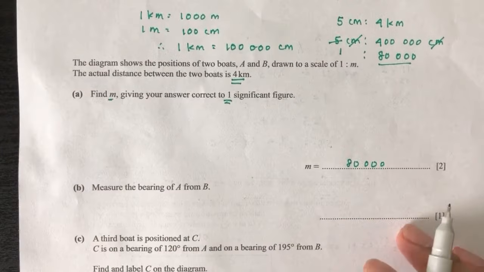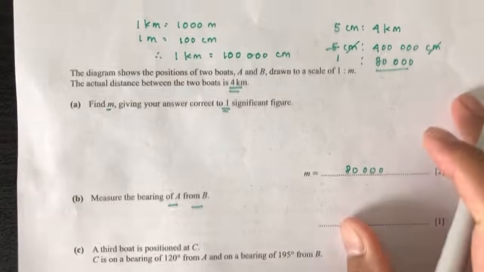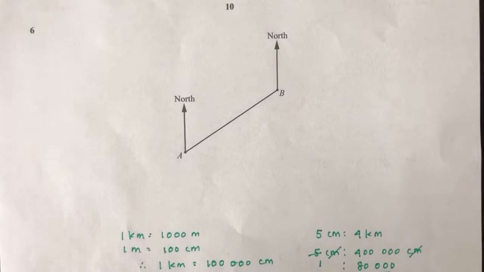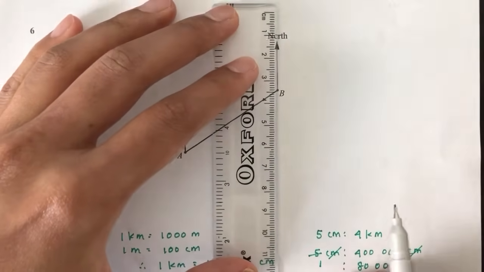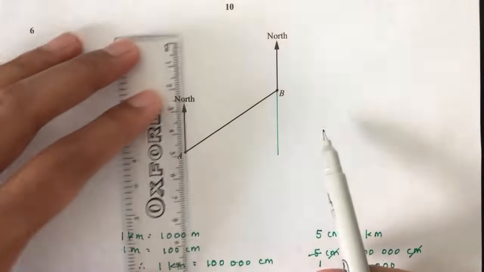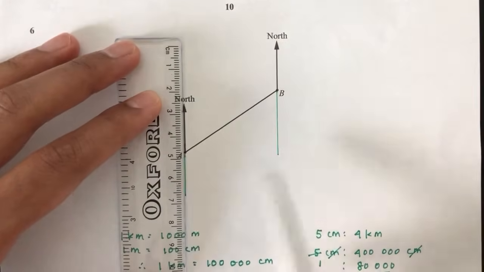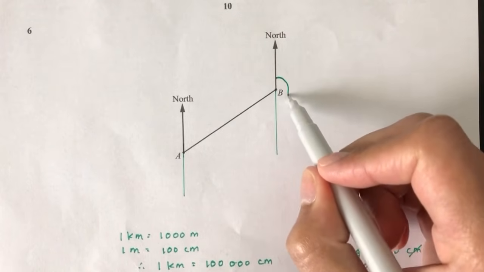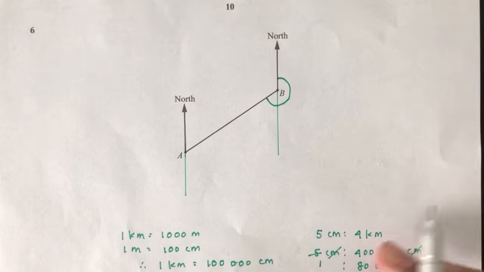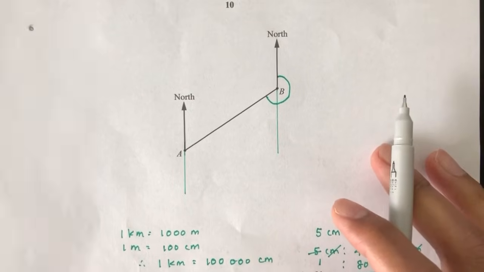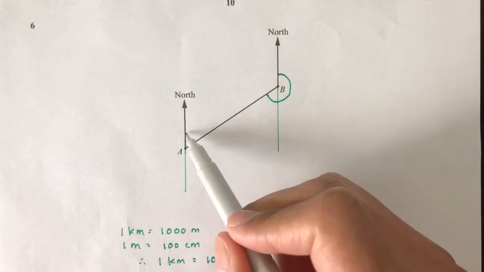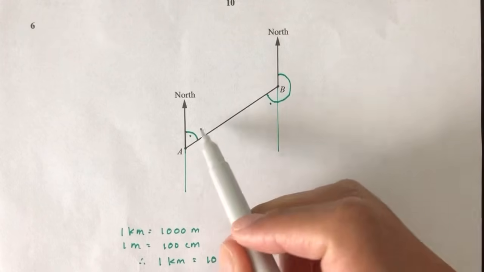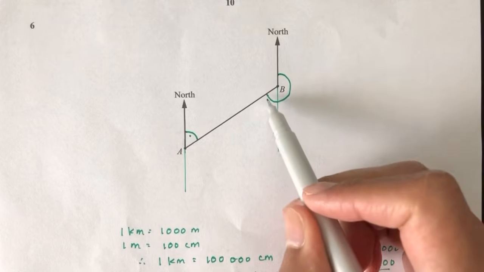Moving on to part B, measure the bearing of A from B. So what is the bearing of A from B? Let's try to push this line down, and this one as well, to have a better understanding. So we have to find the bearing of A from B, which is this angle. How can we do this? We can first measure this angle here, because this angle is equal to this. This is 180. We can find this angle by doing 180 plus this angle.